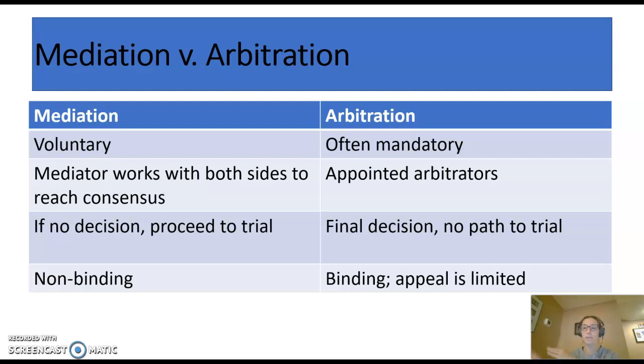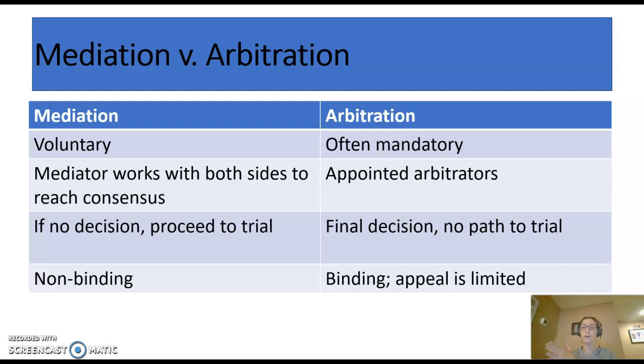If you go down the arbitration path, sometimes you don't have a choice. I wrote there often mandatory, which means sometimes individuals actually have a written contract. And in the contract, it says if there's a dispute over this contract, the parties must go to arbitration. I'm going to come back and talk about mandatory arbitration in just a minute. But for now, keep in mind that sometimes we don't have a choice. We have to go to arbitration. Other times, the parties can choose arbitration.